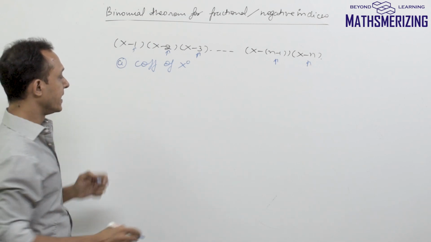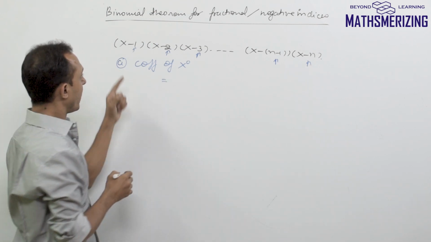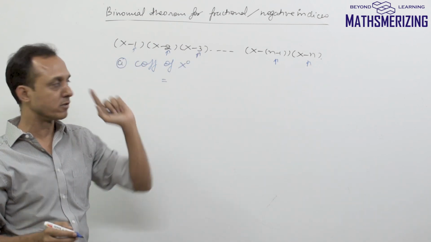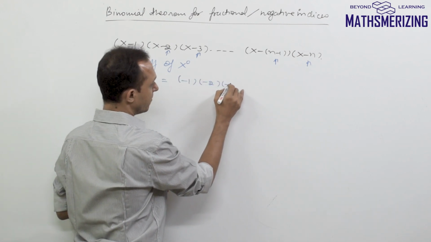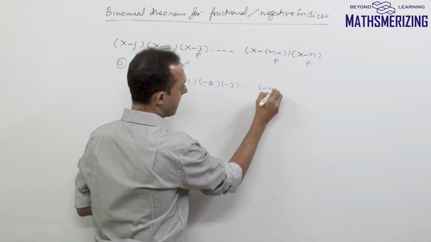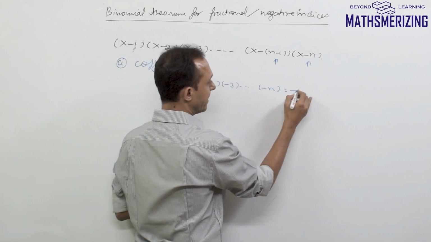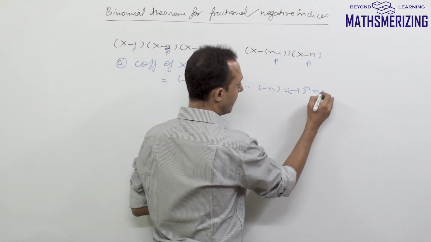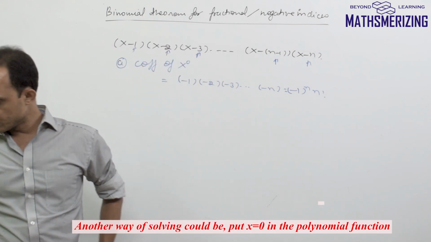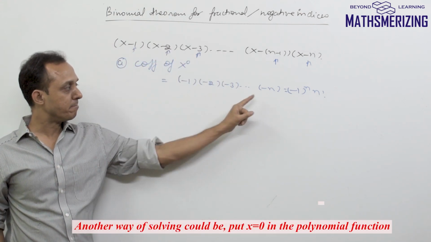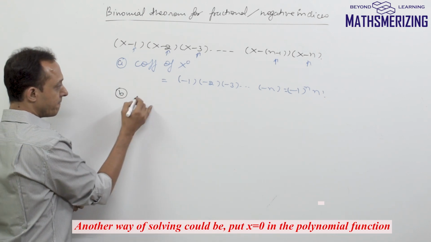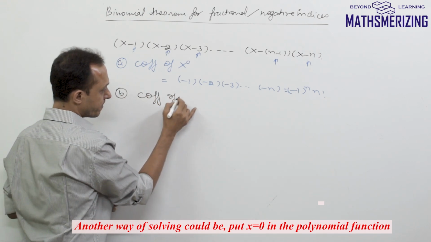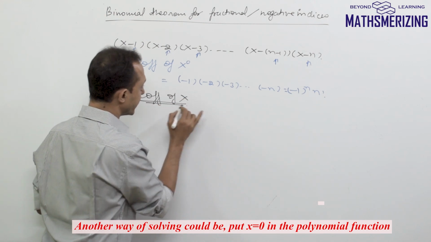So when all these constant terms are being multiplied, I'll get the coefficient of x to the power 0. So in this case, if I find the coefficient of x to the power 0, all I need to do is multiply all these constant numbers. So it is minus 1 into minus 2 into minus 3 and then minus n. So it will be simply minus 1 to the power n into factorial n. So in this question, the coefficient of x to the power 0 is minus 1 to the power n into factorial n.